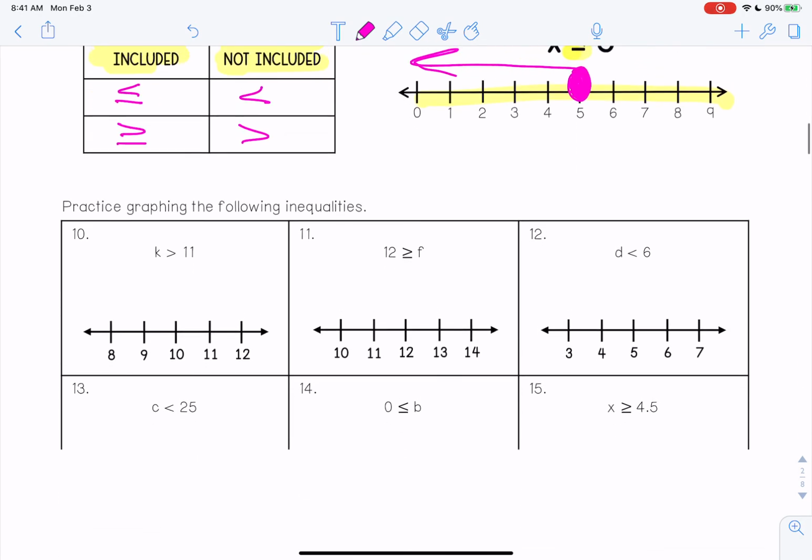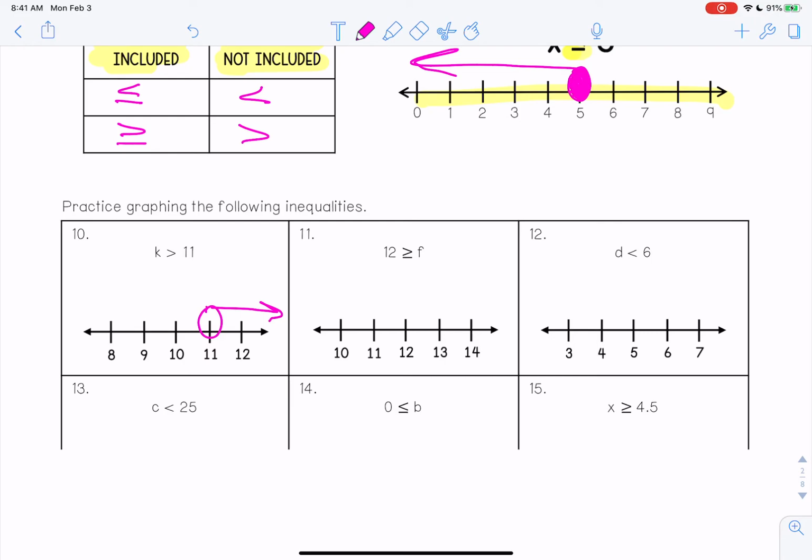So let's take a look at a couple of more examples. Practice graphing the following inequalities. So k is greater than 11. There's no equal to, so I know my bubble stays open. So our number is 11, so where there's an 11, I'm going to draw an open bubble, right, an open circle. And then k is all the numbers larger than 11. So my arrow is going to go towards all the numbers larger than 11.